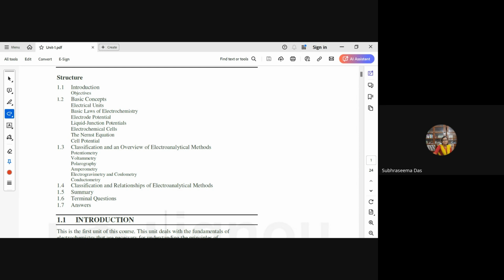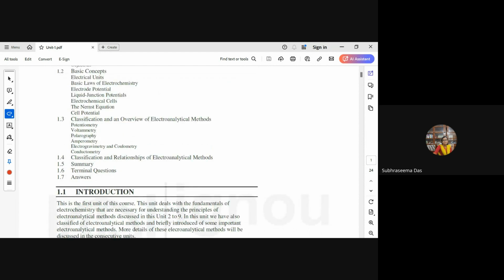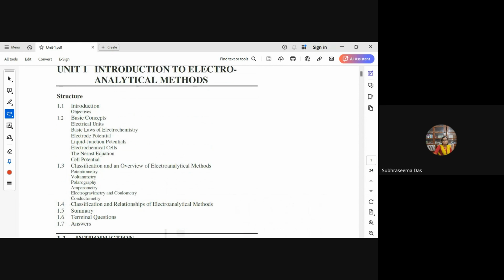So today we'll be starting with the fourth unit of your analytical chemistry, that is introduction to electroanalytical methods. This unit is basically an overall introduction to different analytical methods that we use in analytical chemistry. So in this unit, we will just have a revision of the basic principles of analytical chemistry, particularly electroanalytical chemistry.